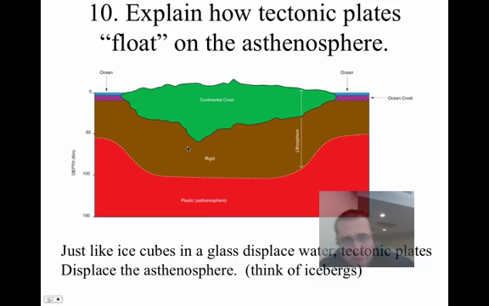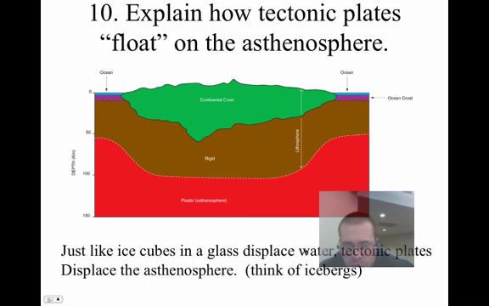Explain how tectonic plates float on the asthenosphere. My explanation down here is, as we look at this diagram, we have the green continental crust, the purple oceanic crust, and then this rigid upper mantle, which is part of the lithosphere. We see our arrow here signifying that. And it's floating on this red portion, the asthenosphere, and it says plastic asthenosphere. Plastic as in it can flow, it can move.